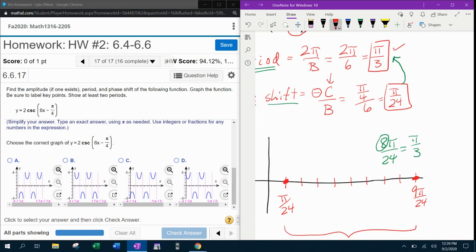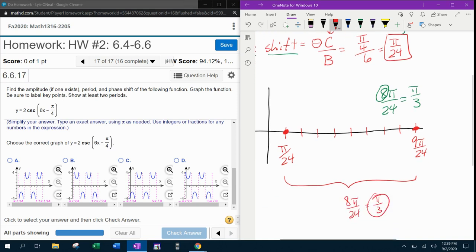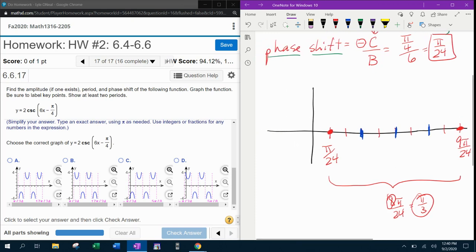Now, for step number 4, I need 4 spaces. Well, from start to finish, I've got 8 spaces. Did you see that? I've got 8, and I only need 4. So I'm going to come back here and count every 2. So there's 1, 2, 3, 4 spaces. The reason I need 4 equal spaces is because the hash marks are where my points go. So now that I've got my 4 spaces, that's step number 4.